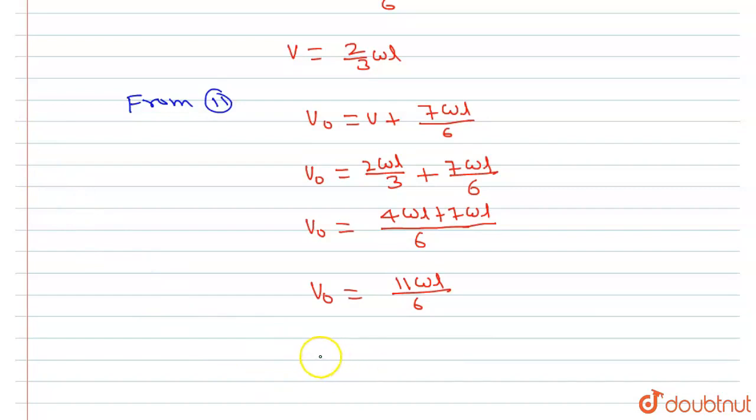So omega is equal to 6 V0 divided by 11 L. This is the required answer for this question. Hope this answered your question.